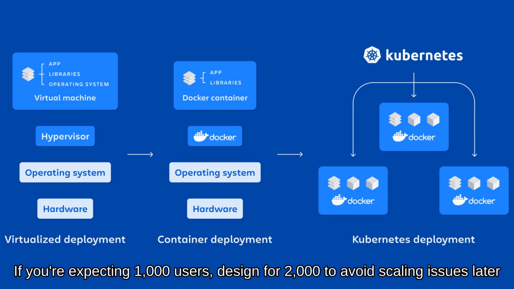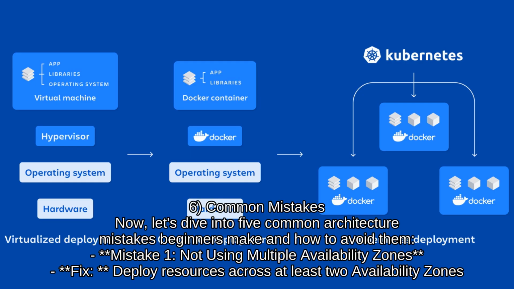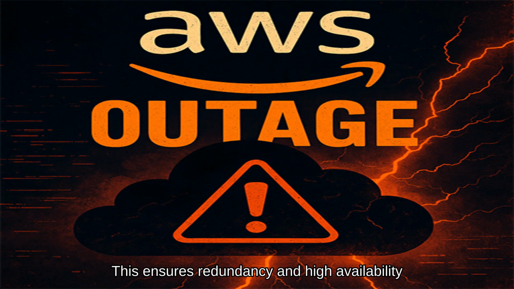Common mistakes. Now, let's dive into 5 common architecture mistakes beginners make and how to avoid them. Mistake 1. Not using multiple availability zones. Fix: deploy resources across at least 2 availability zones. This ensures redundancy and high availability.